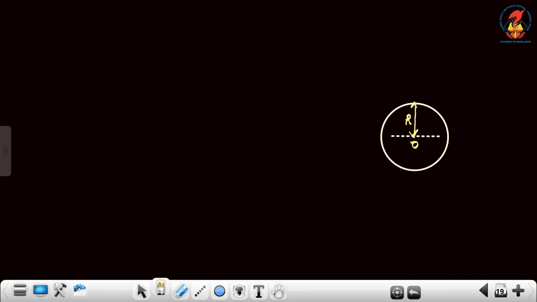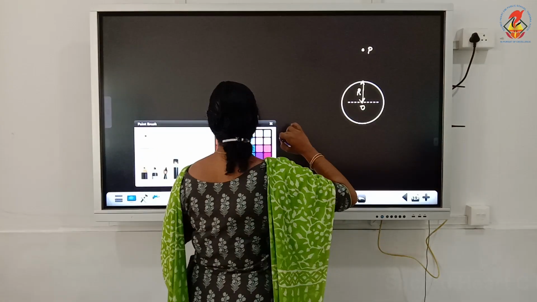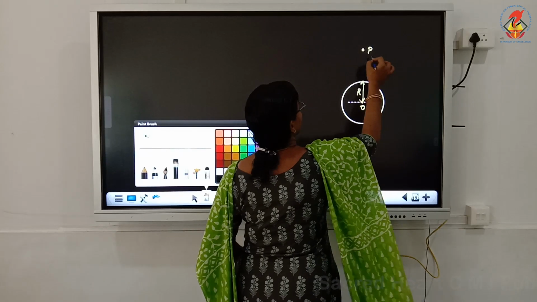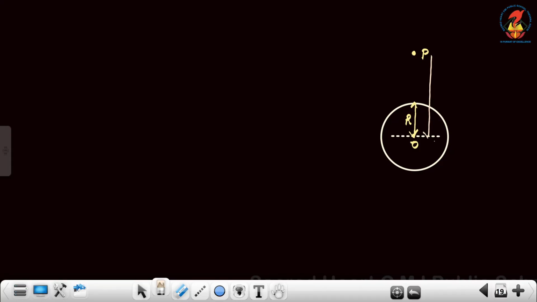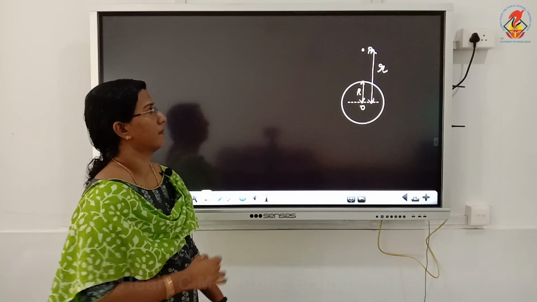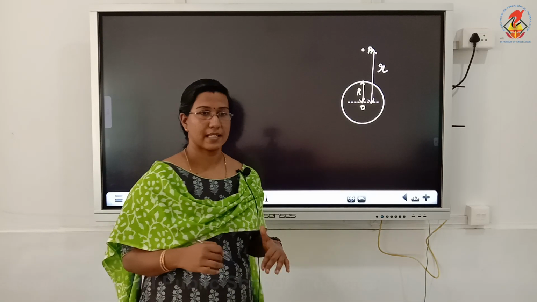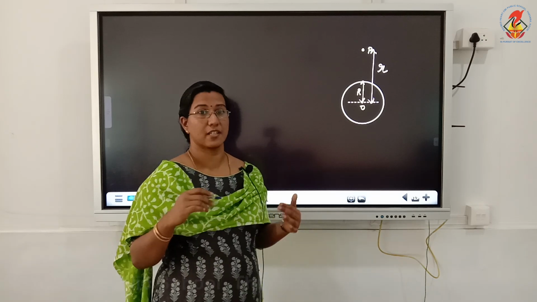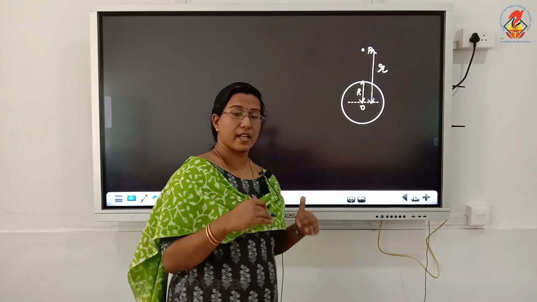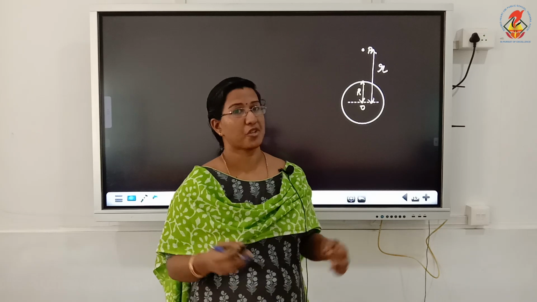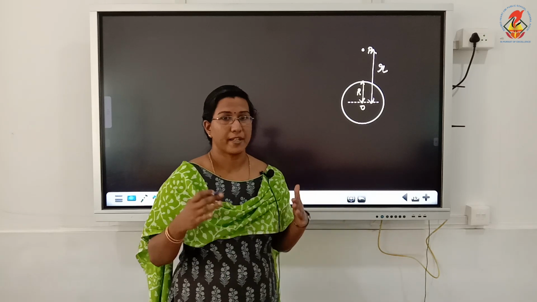Now imagine a point P. This point is at a distance small r from the center of the Earth. Point P is at a distance r from the center of the Earth, and we wish to find out the value of gravitational potential energy at point P.